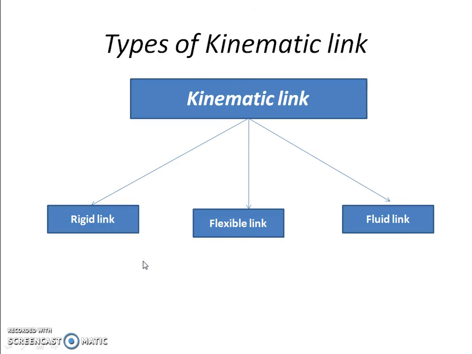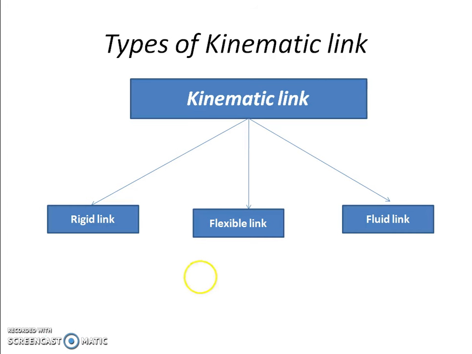Now the next one is the types of kinematic link. The kinematic links are basically three types. First one is a rigid link. A rigid link is one which does not undergo any deformation while transmitting the motion. Strictly speaking, a rigid link does not exist because every part has the property of deformation.